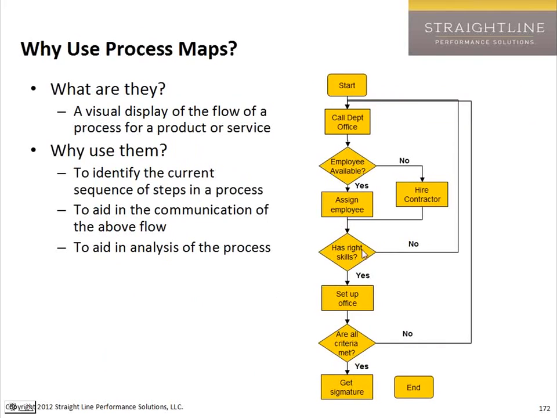The second thing, if he or she had the right skills, they'd set up the office. And if all the criteria were met, there were maybe three or four criteria, which sometimes were not met, in which case they had to go through and do the whole thing over again. They'd get the signature from the big muckety-muck up at corporate.